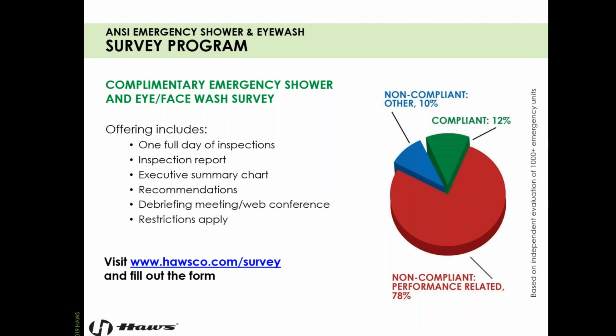We'll give you an executive summary chart like you see here on the right, basically a pie chart. This is based on our evaluation of over 1,000 pieces of emergency equipment. Overwhelmingly, you have about a 1 in 5 chance that a piece of emergency equipment is going to work correctly. If you can imagine rolling the dice like that and how awful those odds are. And it's usually for a performance related issue. So the shower's not working correctly, or the eye wash or eye face wash isn't working correctly. Very dangerous. Only about 12% of equipment was fully compliant. The other 10%, it's missing a sign, missing dust cover, things like that.